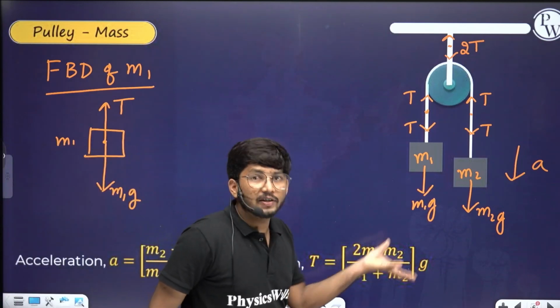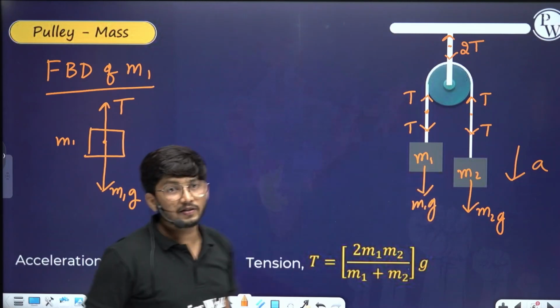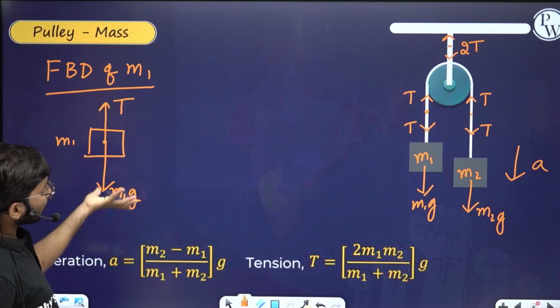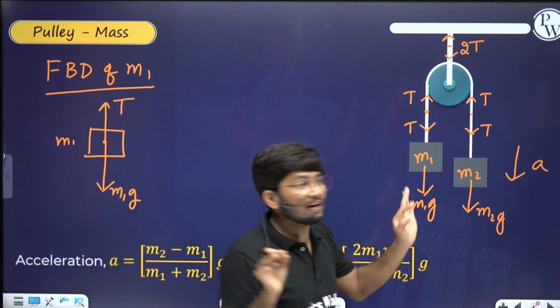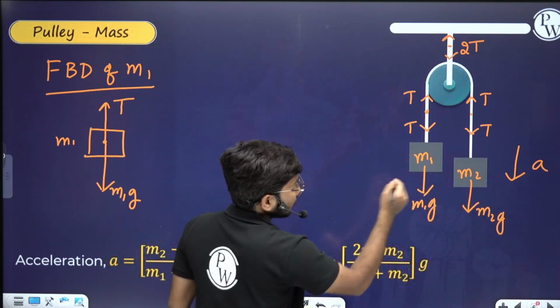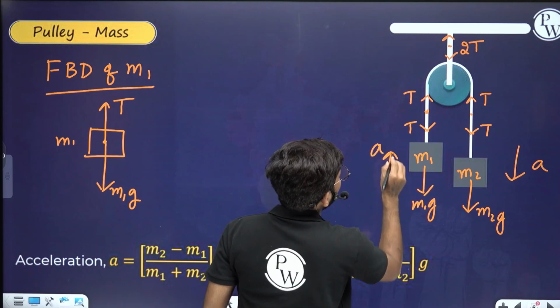Tension is pulling it up. Tension is always a pulling force. It's not a pushing force, right? So tension is pulling it up. Because tension is pulling it up, and I consider acceleration to be in that direction, the acceleration will be in the upper direction.